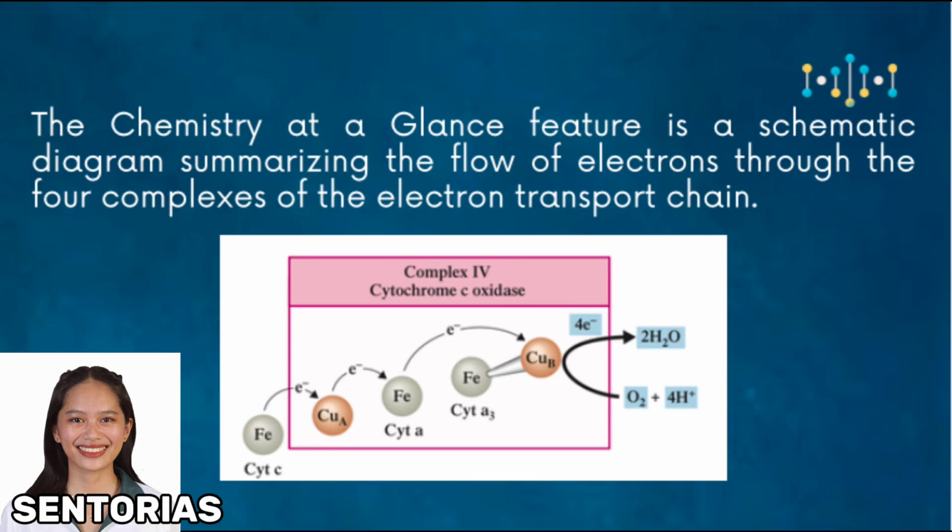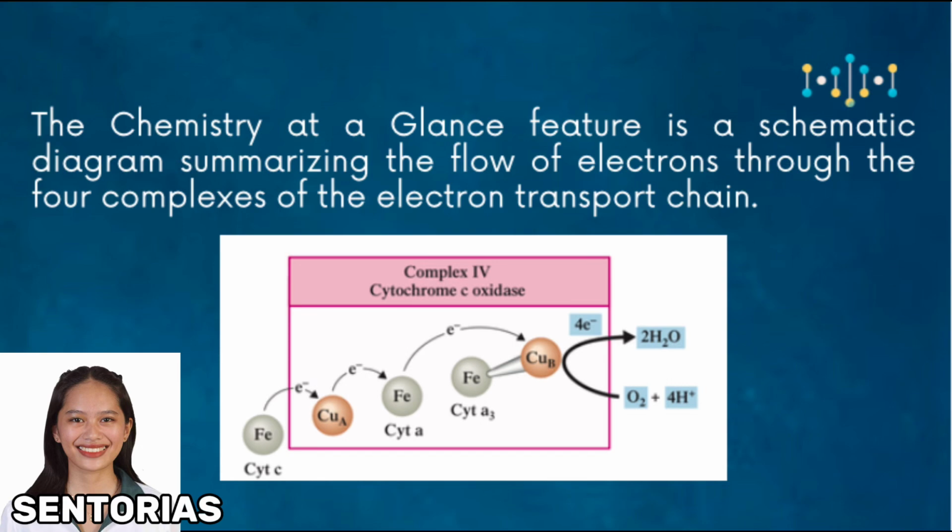The chemistry at a glance feature is a schematic diagram summarizing the flow of electrons through the four complexes of the electron transport chain. In the picture, here's the breakdown of its components. Site C, or cytochrome C. This is a mobile electron carrier that transfers electrons from complex 3 to complex 4.